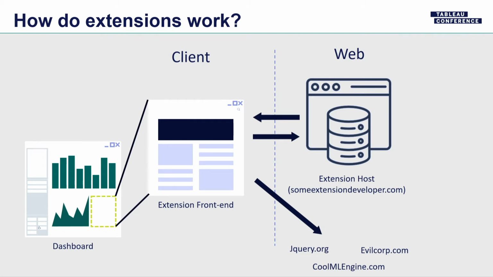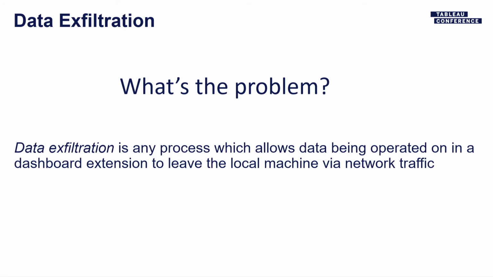But we need to figure out a way to mitigate this. So before we talk about mitigation, a little bit more: why do we care? The gist of data exfiltration is anytime your data goes somewhere you don't want it to go. In the case of extensions, it's very simple and easy for an extension to pick up your data and send it wherever it wants. You probably don't at all want that.